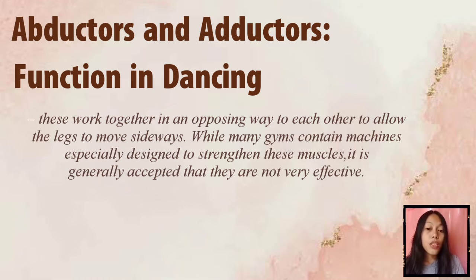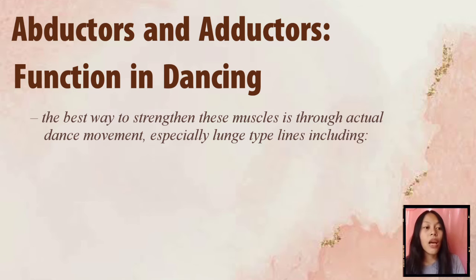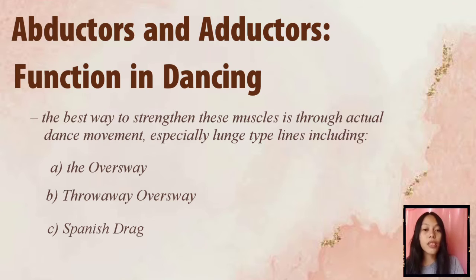What are the functions of adductors and abductors in dancing? These two work together in an opposing way to each other to allow the legs to move sideways. While many gyms contain machines especially designed to strengthen these muscles, it is generally accepted that they are not very effective. The best way to strengthen these muscles is through actual dance movement, especially lunge type lines including the oversway, the throwaway oversway, and the Spanish drag.